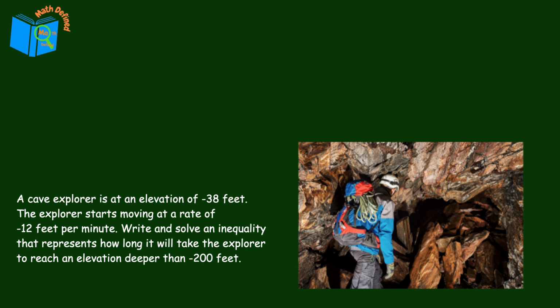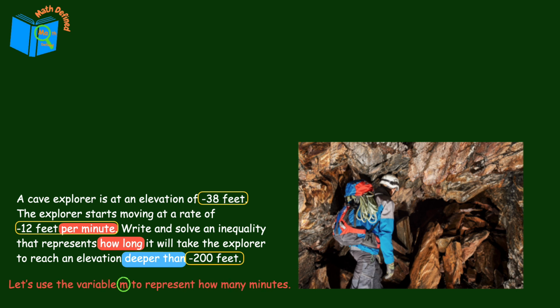Let's find the key parts to our inequality in this word problem first. A cave explorer is at an elevation of negative 38 feet. The explorer is moving at a rate of negative 12 feet per minute. We want to find out how long in minutes it will take the explorer to reach an elevation deeper than negative 200 feet. Let's use the variable m to represent how many minutes it will take the explorer to reach an elevation deeper than negative 200 feet.